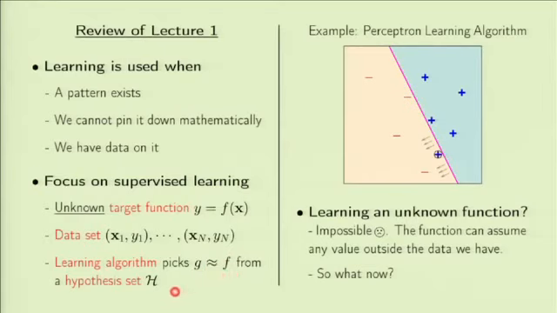And g is picked from a hypothesis set. And the general symbol for a member of the hypothesis set is small h. So small h is a generic hypothesis. The one you happen to pick, you are going to call g.